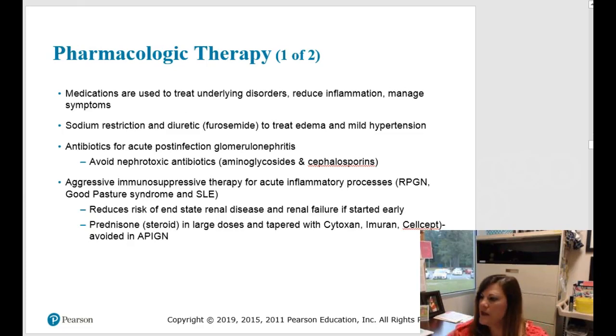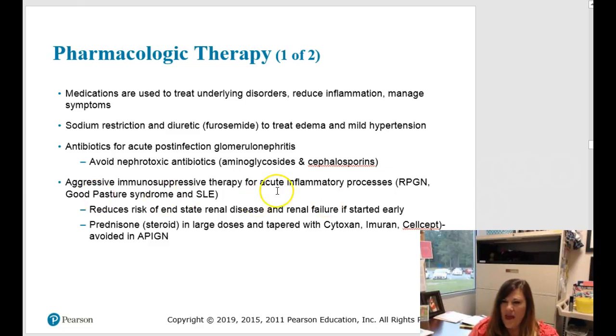So let's talk about medications that are used to treat this, usually to treat the underlying disorders, right? So reducing inflammation, managing symptoms, sodium restriction and diuretics might treat edema and mild hypertension. Antibiotics, obviously if we have some kind of strep infection going on, it would be important to make sure that we have the antibiotics to address that. So we have to make sure that we do avoid the nephrotoxic antibiotics, though, like aminoglycosides and cephalosporins. So that's important.